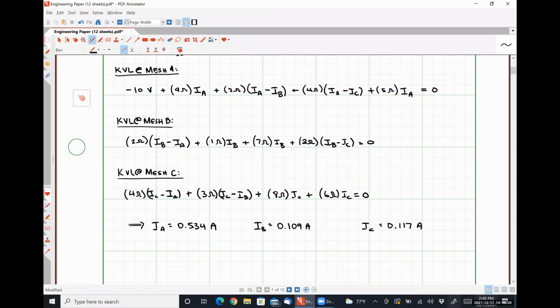All right, so how are you guys feeling about the application of mesh analysis for circuits that only have voltage sources? Hopefully it seems pretty straightforward, right? So let's do what we did last class period and start messing things up by including current sources into our circuits.